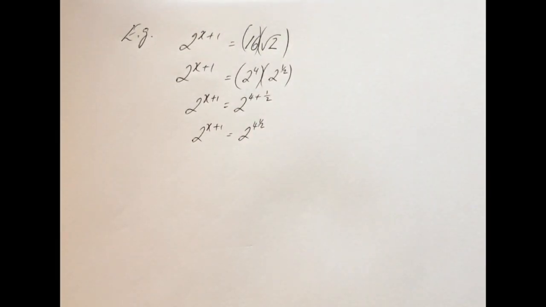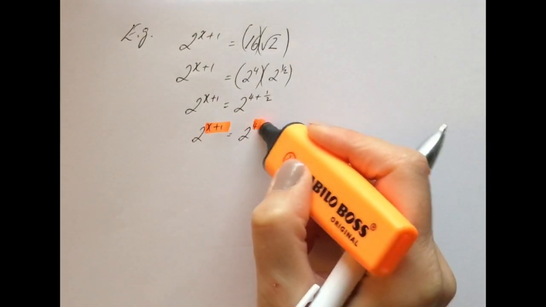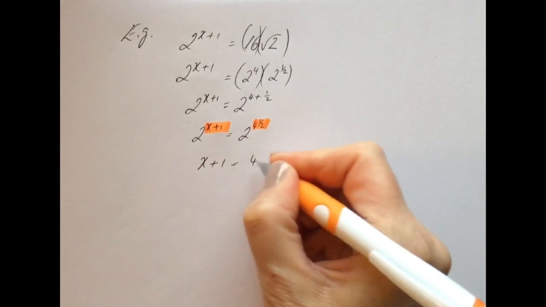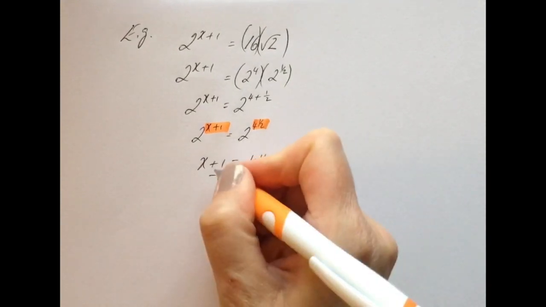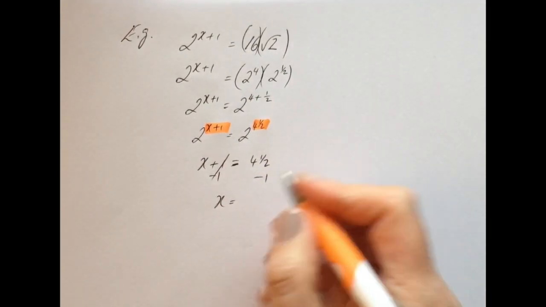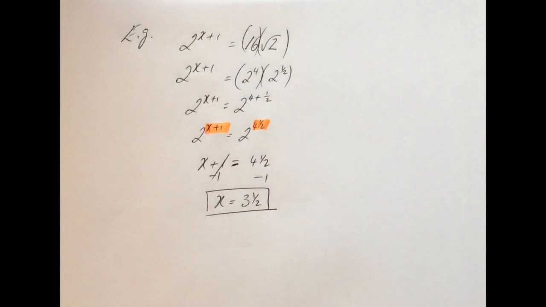So now I have the left-hand side as a power of 2 and the right-hand side as a power of 2, and I can equate. So I have basically x plus 1 is equal to 4.5. Getting x on its own, I want to get rid of that 1, so take it away. If I take away 1 on the left-hand side, of course, I have to take away 1 on the right-hand side. So 4.5 take away 1 is 3.5, and that is my answer.